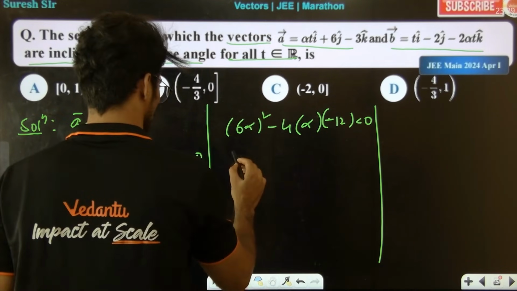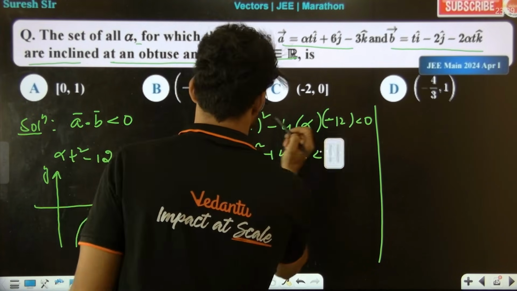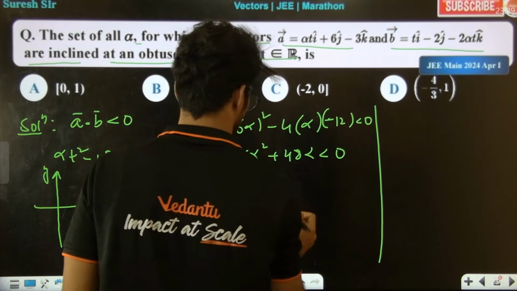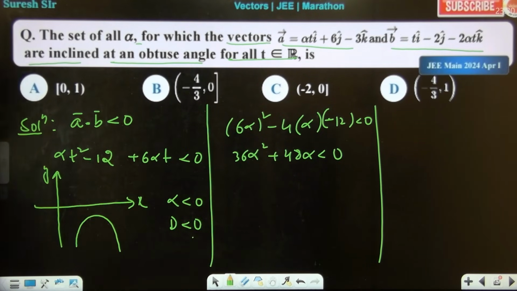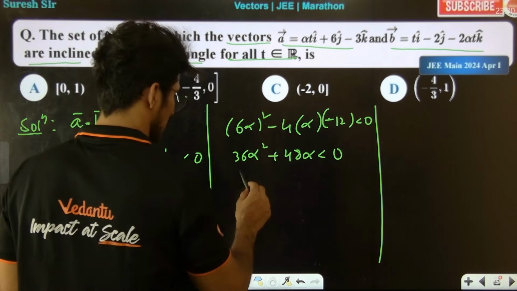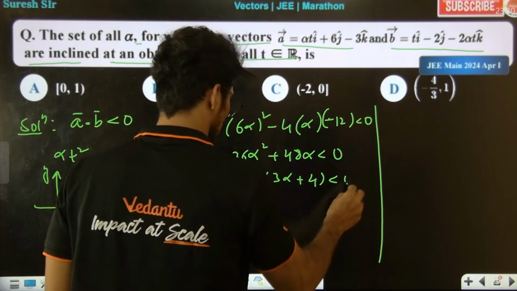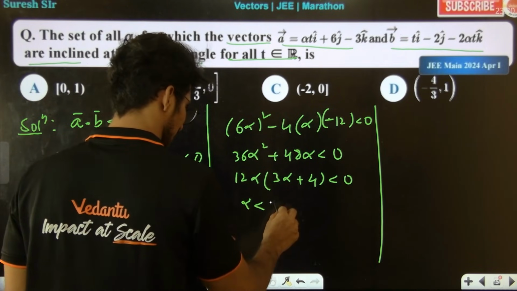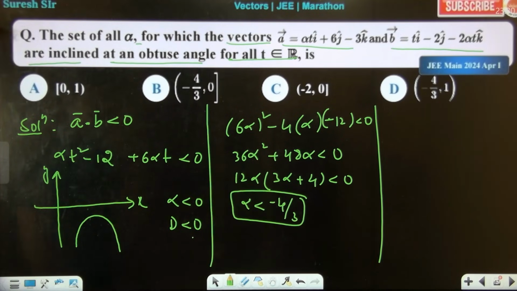Now tell me here. So 36 alpha square plus 48 alpha less than 0. Yes or no? If I take 12 common, 12 common means 3 alpha plus 4 less than 0. So this will be going this side. So alpha is lesser than what? Minus 4 by 3. Alpha is lesser than minus 4 by 3.